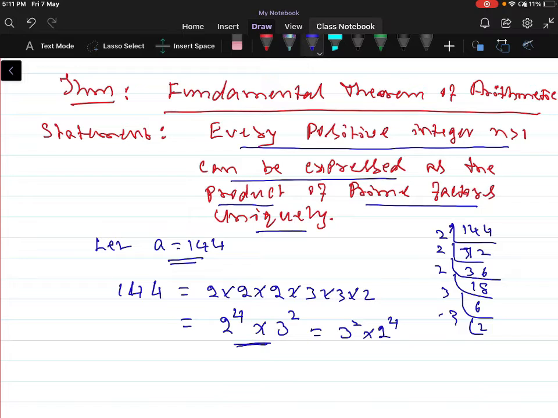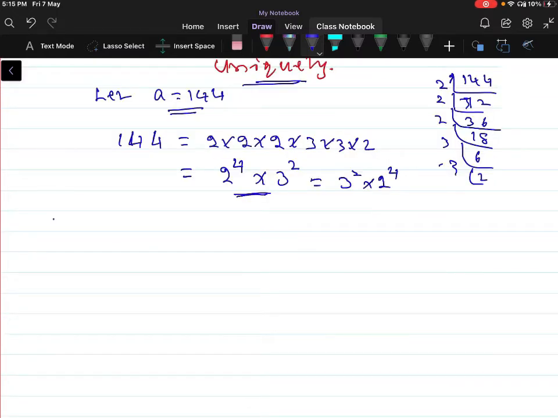So therefore you can move to the proof of the theorem. Every positive integer n greater than 1 can be expressed as a product of prime factors uniquely. So we'll move to the proof of the theorem.